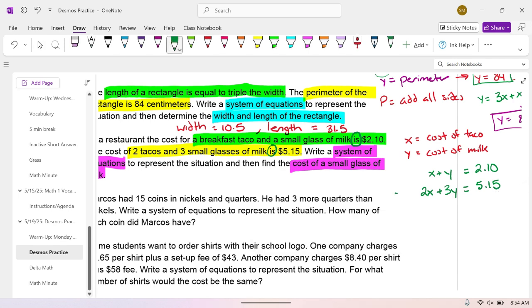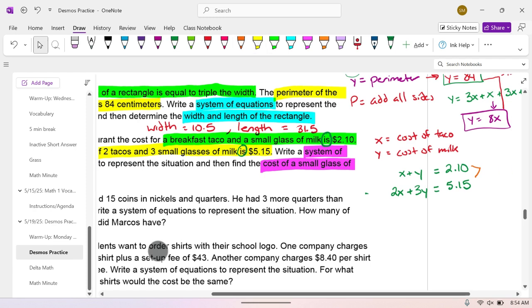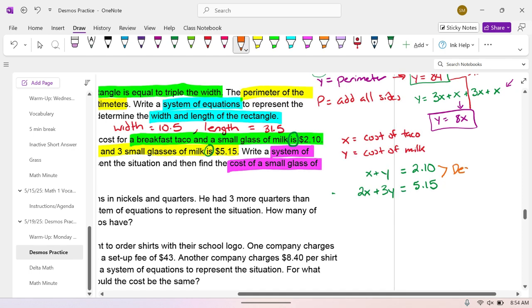Now, this is what we're going to put into Desmos. You're going to put it in exactly. So you're going to graph that in Desmos. Go ahead and put both of those into Desmos. Find the point of intersection.